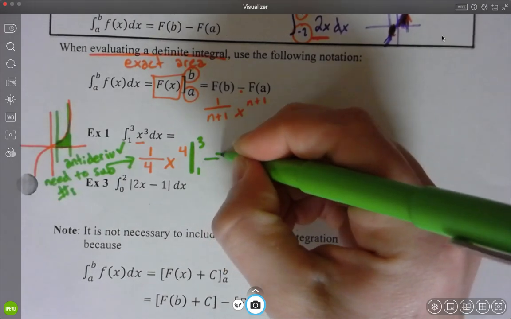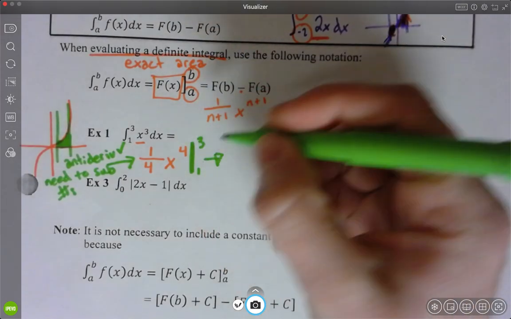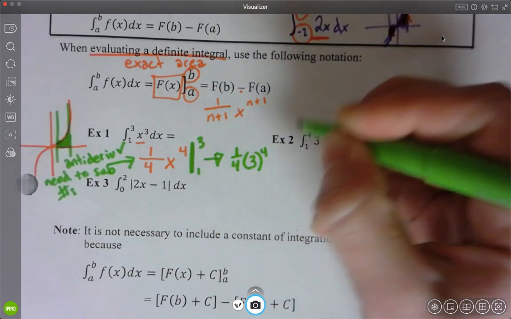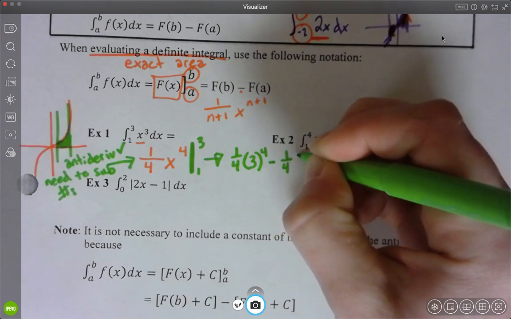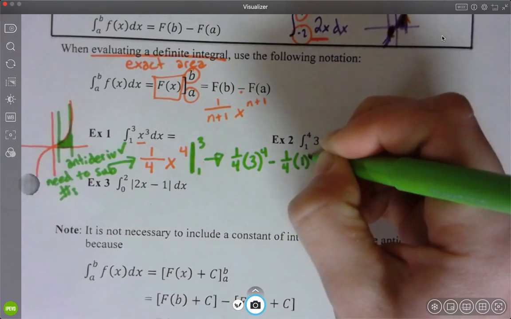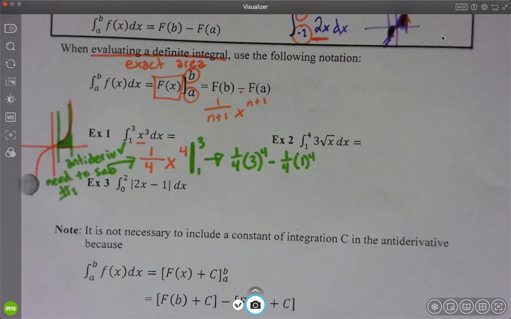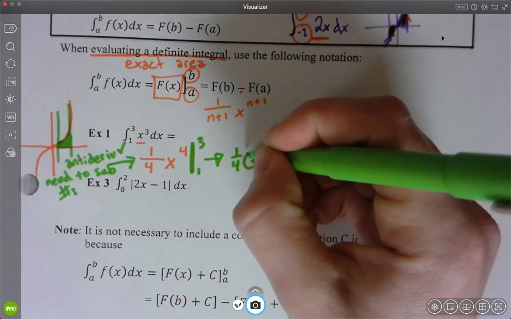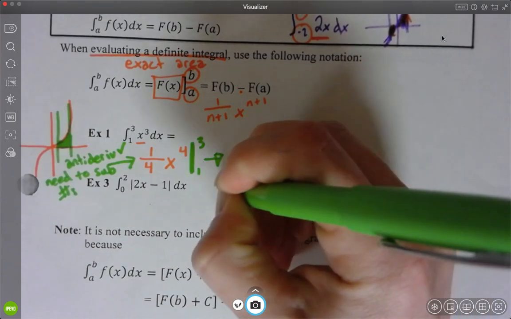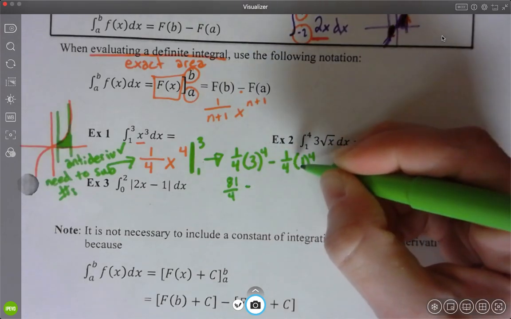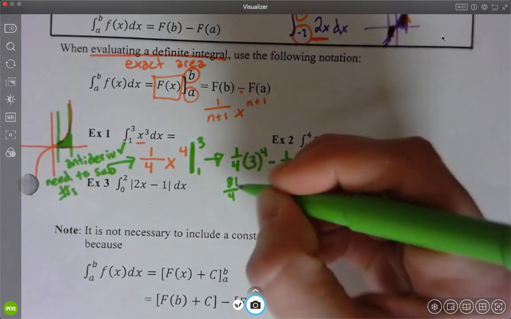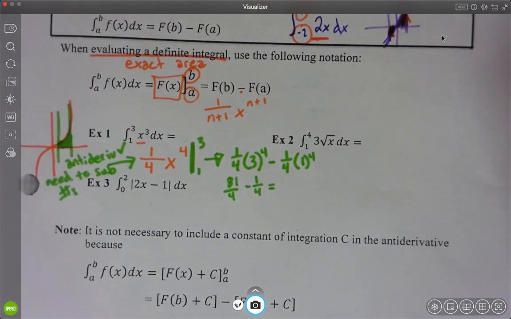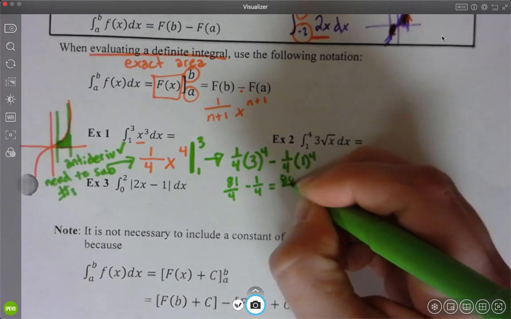So from here, I'm just going to plug 3 in, so 1/4 times 3 to the 4th power, and subtract what I get when I do 1/4 times 1 to the 4th power. I'm going to run out of room here. So 3 to the 4th power is 3 times 3 times 3 times 3, which is 81. So this is 81 over 4, minus 1 to the 4th power, which is just 1, so that would be 1/4. And 81 over 4 minus 1 over 4 is going to be 80 over 4, which is 20.